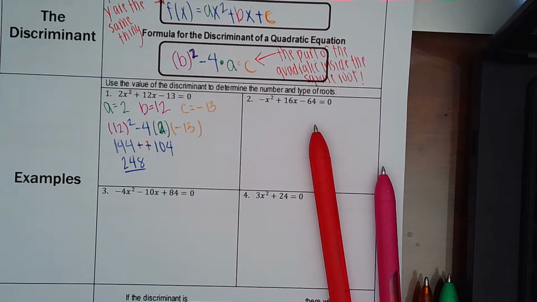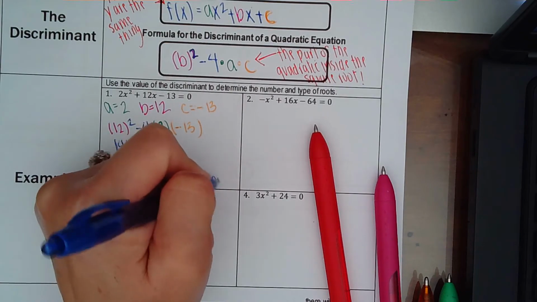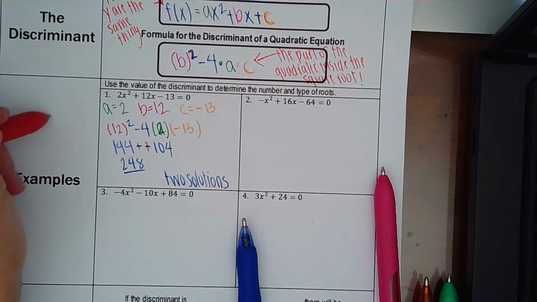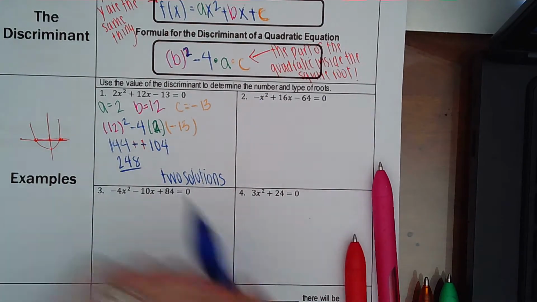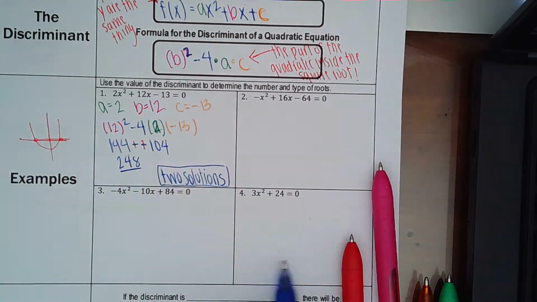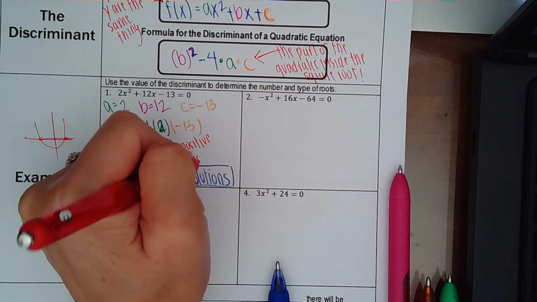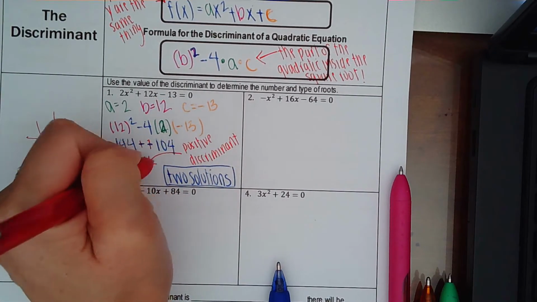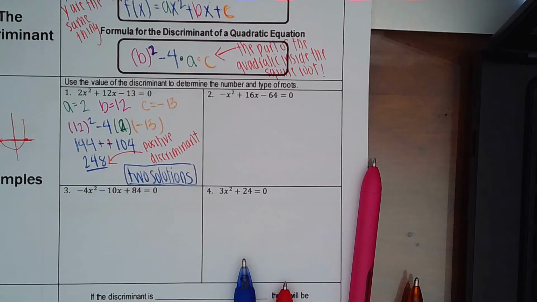All right, that's a positive number. Because that's a positive number, that tells you that you have two solutions, meaning that it's going to cross your x-axis at two places. Positive discriminant means two solutions. All right, well, let's try this next one and see how many solutions we have.